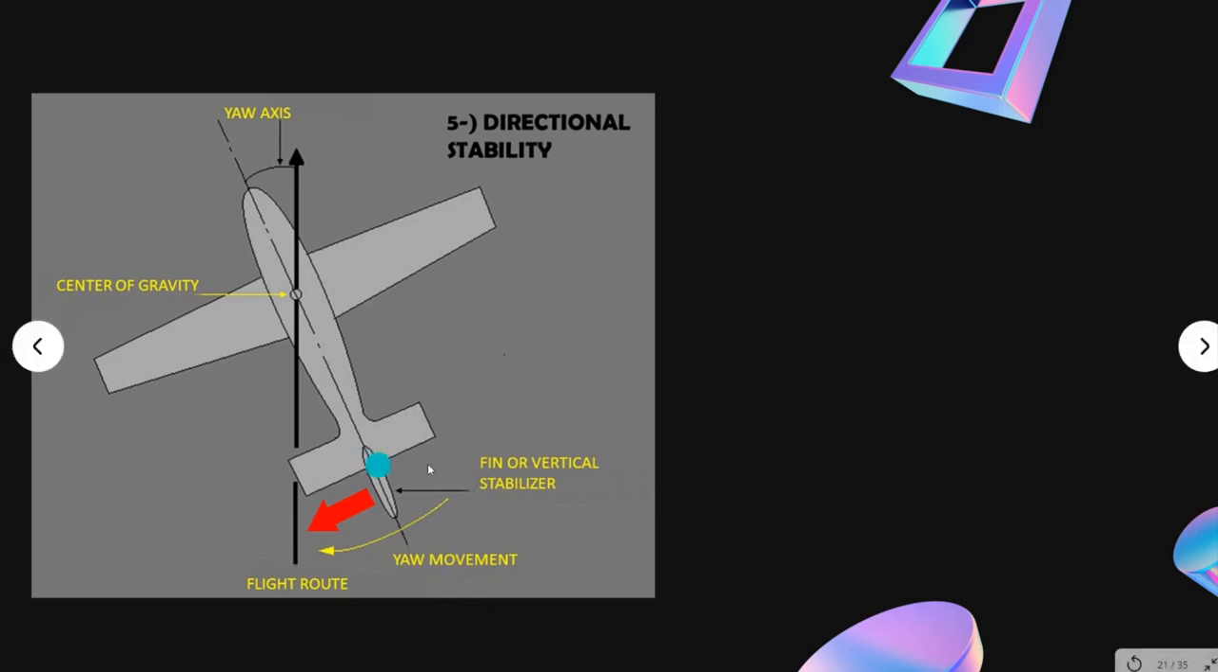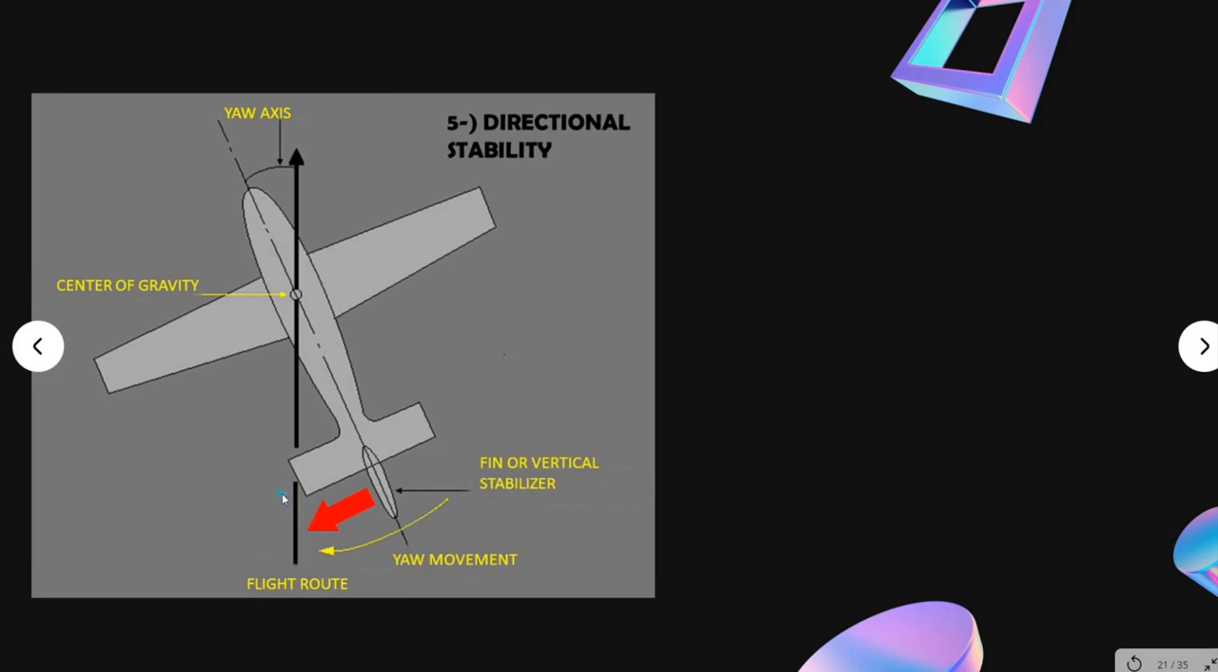So this sidewise force produces a moment which is very useful for stability, right? As the vertical stabilizer is also in the airfoil shape, it also has a chord line. So this is the chord line you can see here. After the aircraft got tilted, the chord line is making an angle of attack with the original flight path, or with the airstream velocity, right?